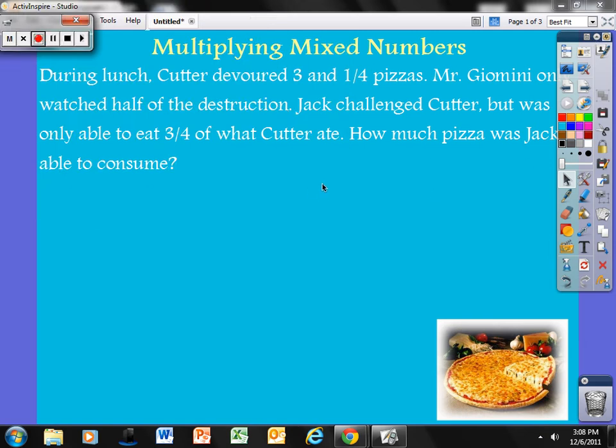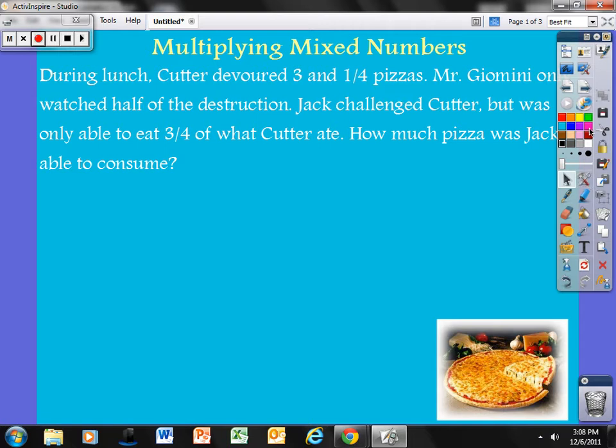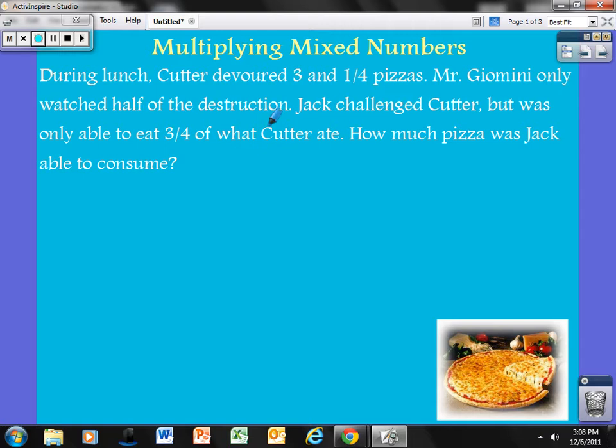Kind of doing a little problem solving technique with what we did today in class with multiplying fractions with mixed numbers. If I take a look at my first problem here, during lunch Cutter devoured 3 1/4 pizzas. Mr. Jimmy only watched half of the destruction. Jack challenged Cutter but was only able to eat 3/4 of what Cutter ate. How much pizza was Jack able to consume?